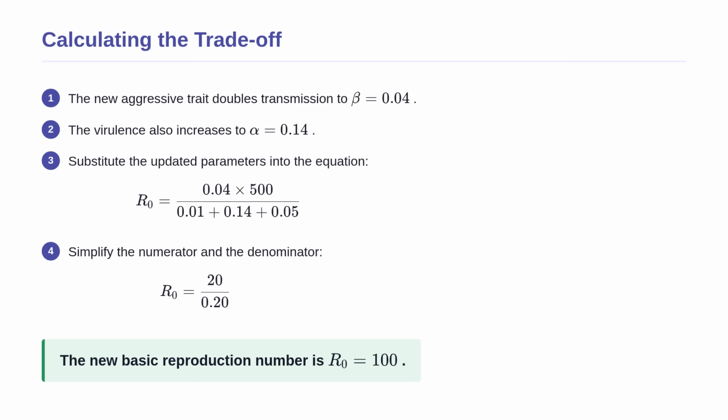We update our numerator, which now gives us 20 potential new infections per day. But our denominator also increases to 0.20, meaning the infection only lasts 5 days instead of 10. Dividing 20 by 0.20 gives us an R0 of 100.